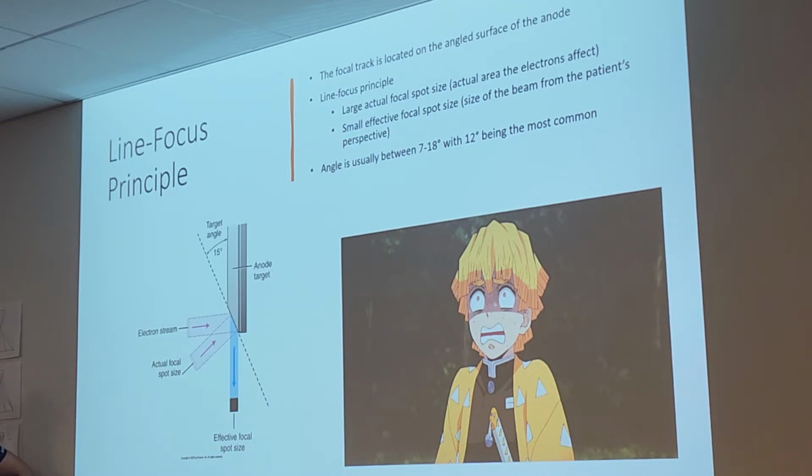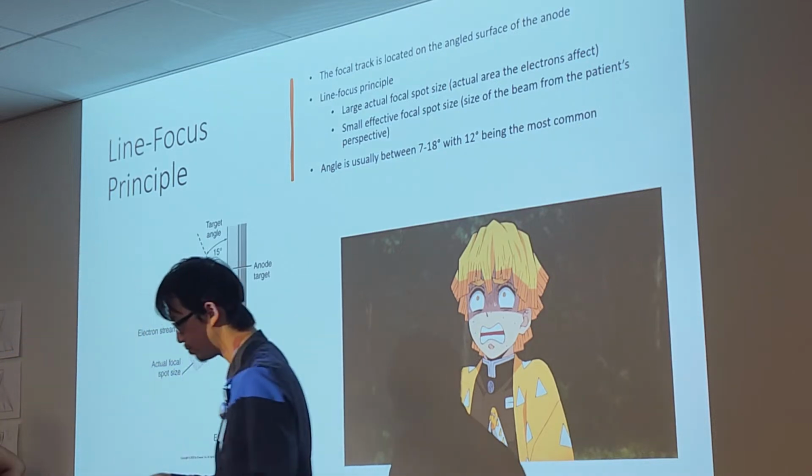Say it one more time. Look at the width of the electron stream. And now look at the area of the actual focal size. One looks thicker. Look at the size of the lines in it. The focal spot is actually bigger. The focal spot size is bigger than the size of your electron stream.